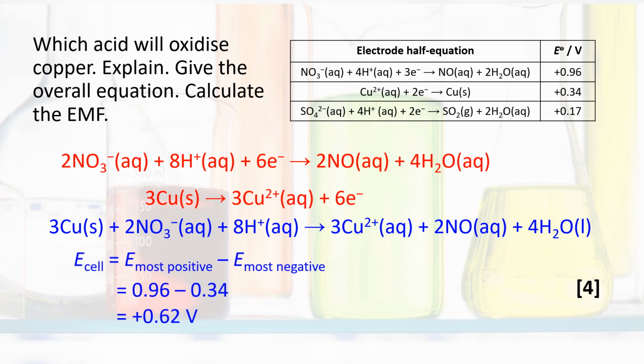Finally, we need to calculate the EMF of this cell. E cell is equal to E most positive minus E most negative. In this case, 0.96 subtract 0.34. This gives a value of plus 0.62 volts.